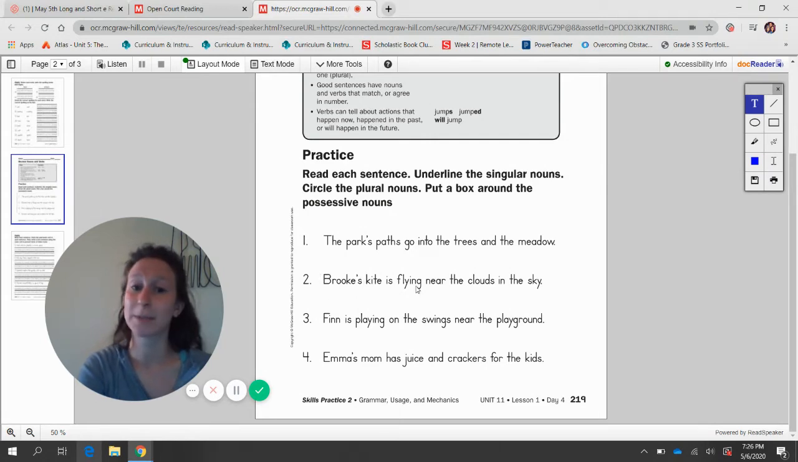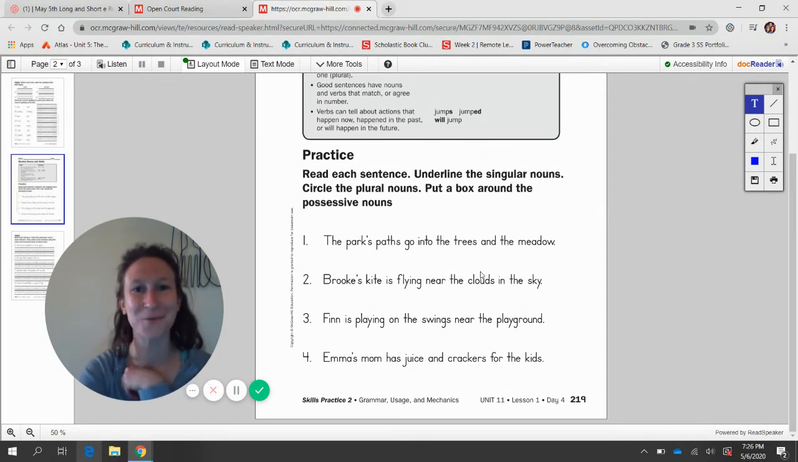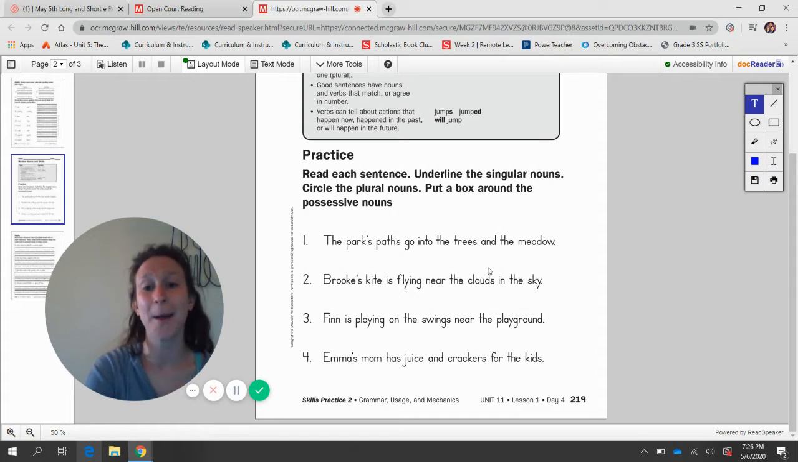And then do you see any other possessive nouns? Neither do I. All right, next thing we're going to do is plural nouns. We're going to put an oval or a circle around them. So do you see any nouns that have more than one, that have an S at the end? Brooke's kite is flying near the clouds. Clouds is a thing. So you're going to circle clouds because it is more than one cloud. It's a plural noun. So you're going to circle it.